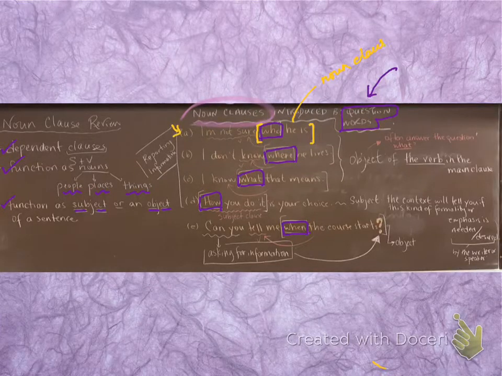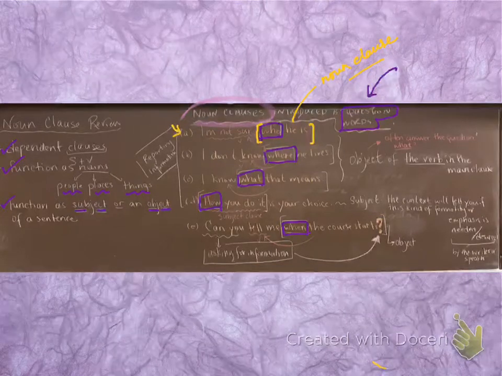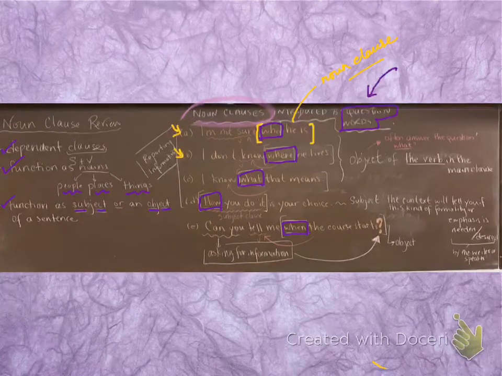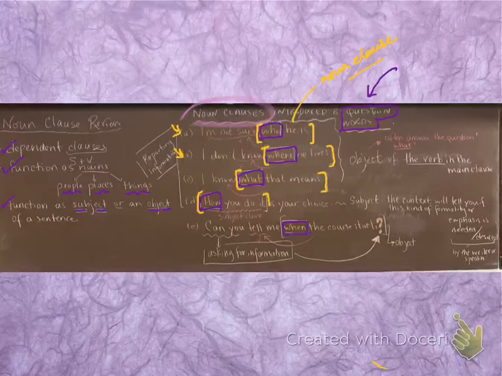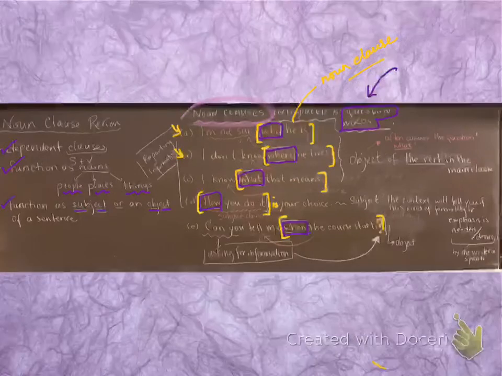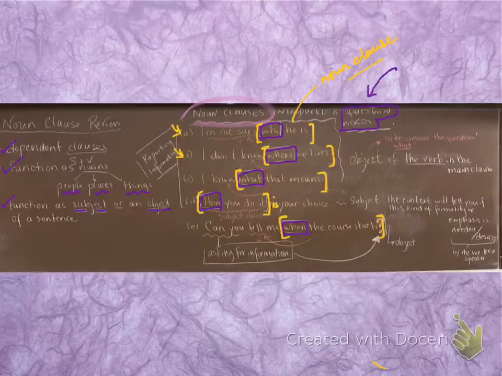Ooh, I don't think yellow and purple go together very well, but that's okay. All right, if we look at B, okay, I don't know where he lives. Okay, there's the noun clause. C, I don't know what that means. D, how you do it, sorry, I just ruined that, is your choice. Okay, so the noun clause is at the beginning here. And the last one says, can you tell me when the course starts? Okay, and that's where the noun clause is for that sentence.